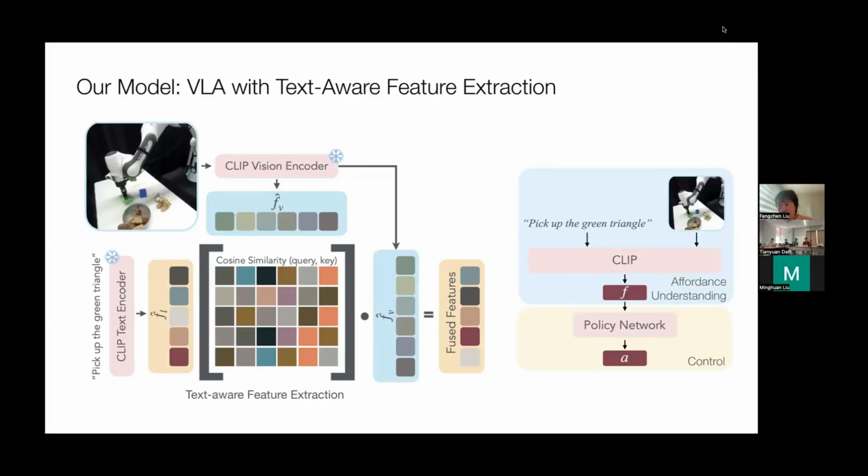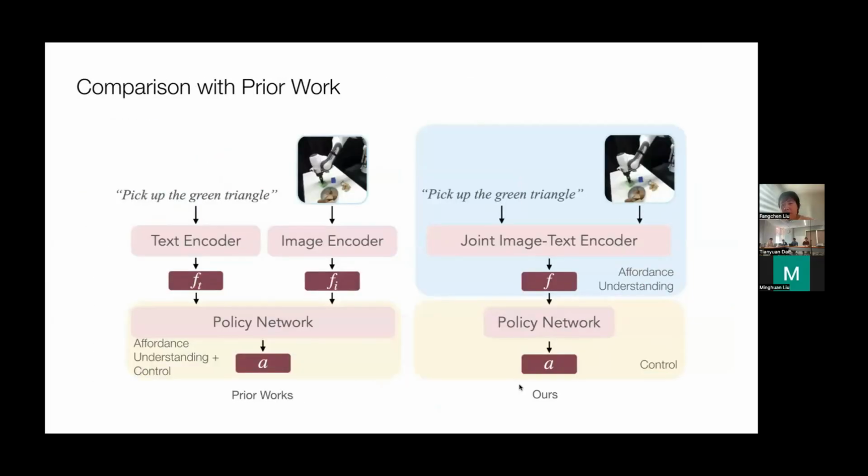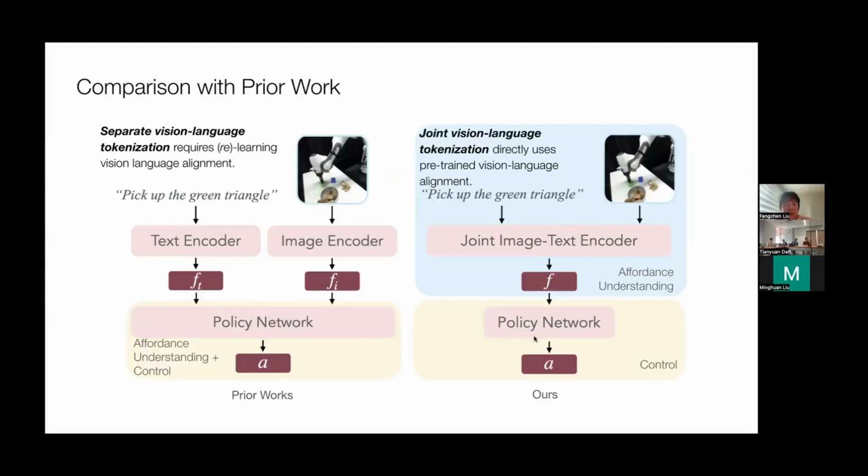In this way, we separate the affordance understanding and low-level control. CLIP is actually a joint tokenizer of text and image, and gives you a feature to interface with the policy, the action generation. This type of joint image-text encoder, we call joint tokenization. This is different from other work like Octo and OpenVLA, which use separate text and image tokenization. For example, the text encoder may be a T5 and the image encoder may be a DINO. This type of separate vision-language tokenization requires relearning the vision-language alignment in the policy network. Your T5 and DINO are not trained together, so your policy network has to align the language embeddings from T5 and visual embeddings from DINO, and then perform the low-level control, based on the limited robotics dataset you collected.